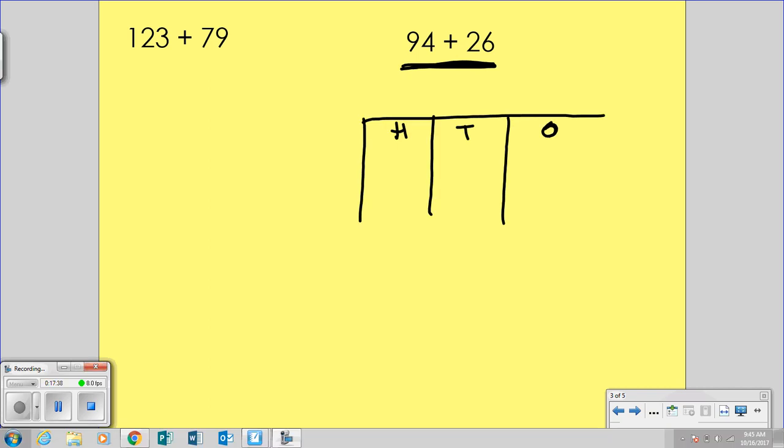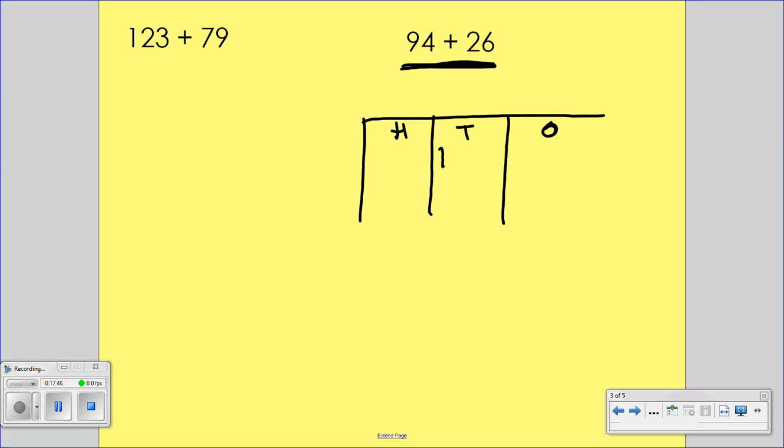Alright, a lot of you have already written out your equation. You have 9 tens to stand for 90. 1, 2, 3, 4, 5, 6, 7, 8, 9. You have 4 ones to stand for your 4. So 94 turns into 90 plus 4. Happy? We get it? Know where that came from? Good. Alright, your second number was 26.